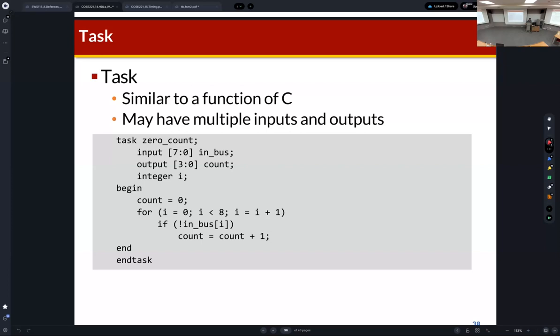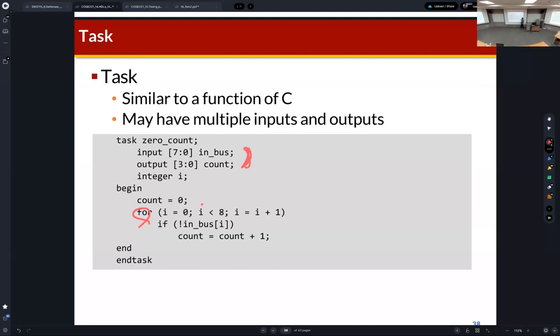So this is the example of the task, and it's actually very simple. We can define input and output of a task, and the task may have multiple inputs and multiple outputs. Okay. So this example task is zero_count. This is the input signal and this is the output. The input and output are declared, and then you can find the count is zero, and also we can use the for loop inside of SystemVerilog.